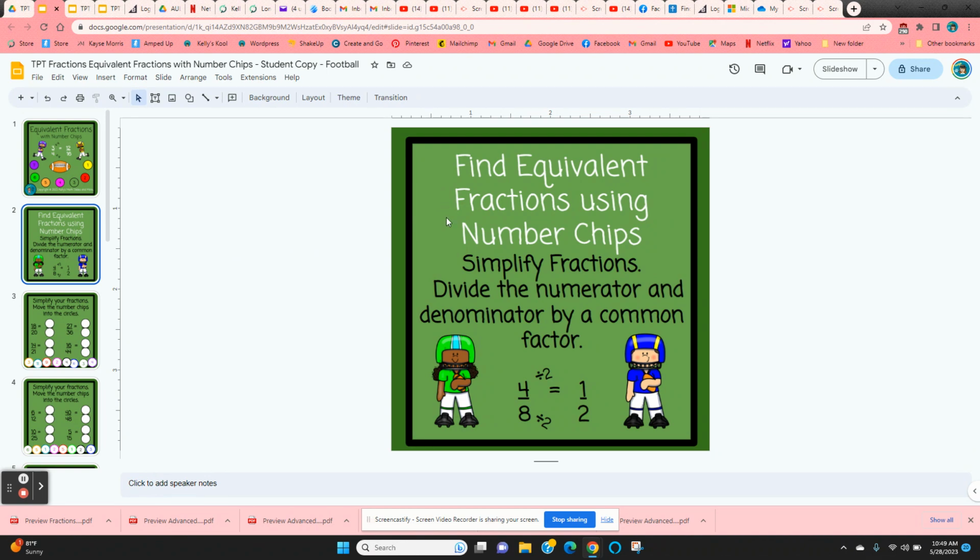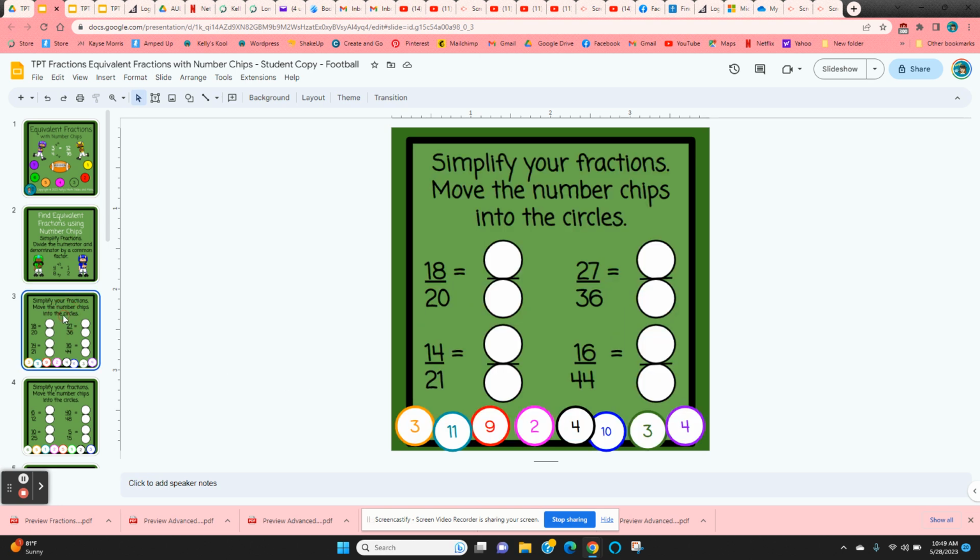So one way to find equivalent fractions is to simplify. Simplify means you're going to divide the numerator and denominator by a common factor. And you want to divide to the point where you cannot divide it down anymore, and then it's simplified.